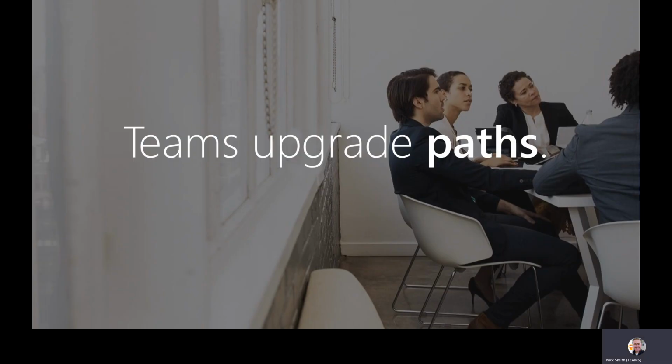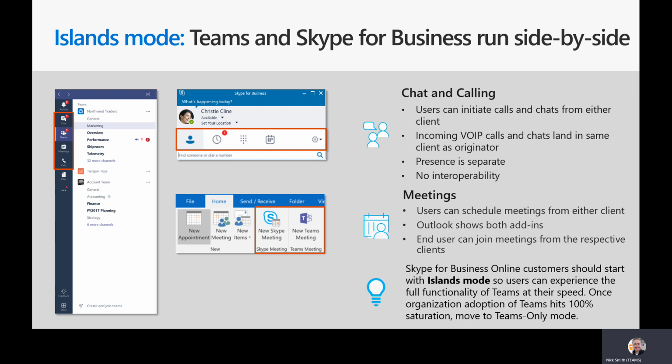So with that said, what do the Teams upgrade paths look like? How do you get there? Just a couple things that I want to make sure that we set from a terminology standpoint. We have a number of different modes that you can go through and configure via an admin policy and assign to your organization or users that define what your experience is between Skype for Business and Teams.